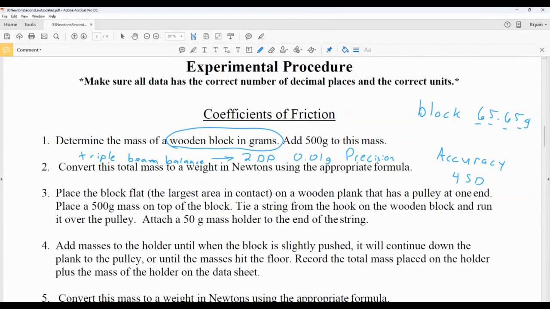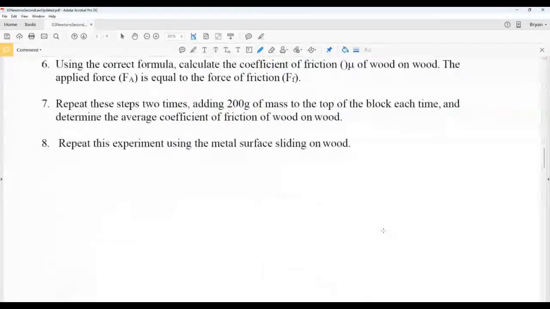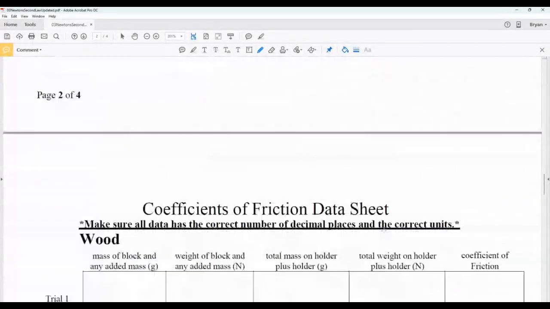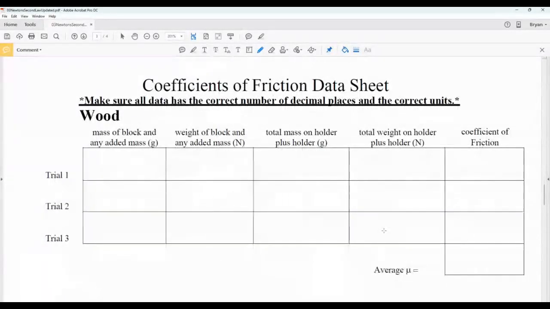Then let's think about how this might change. It says in the instructions that we have to add 500 grams on top of the block. As it turns out, the block itself is not heavy enough to run the lab, so we need to put 500 grams on top of it. That is eventually going to be information we need down here, so I'm going to go ahead and squeeze that in. So if we have 565.65 grams, then that would be the block and the added mass.